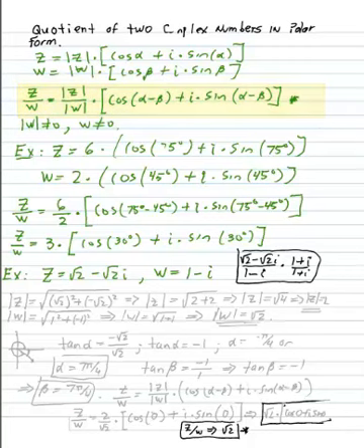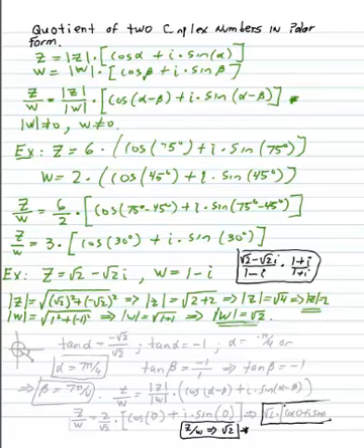We want to find the modulus of z, which is equal to the square root of the square root of 2 squared plus negative square root of 2 squared. That simplifies as the square root of 2 plus 2, which simplifies further as the square root of 4, and the square root of 4 is 2. So the modulus of z is 2. Likewise, we can find the modulus of w. That will be the square root of 1 squared plus negative 1 squared, simplifying as the square root of 1 plus 1, which is the square root of 2. So the modulus of z is 2, and the modulus of w is the square root of 2.